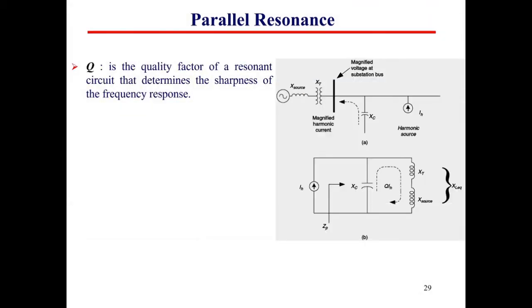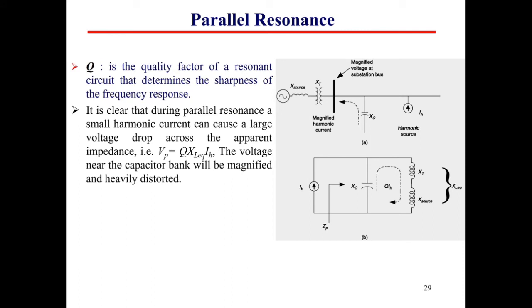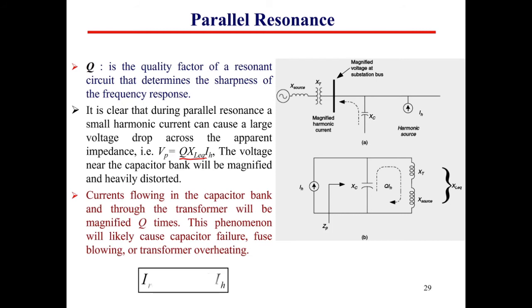Okay. The quality factor of a resonance circuit determines the sharpness of the frequency response. So Q will determine whether the response is sharp or not sharp. It is clear that during parallel resonance, a small harmonic current can cause a large voltage drop across the apparent impedance. The voltage of the capacitor bank, of course, will be magnified. Current flow in the capacitor bank and through the transformer will be magnified Q times.